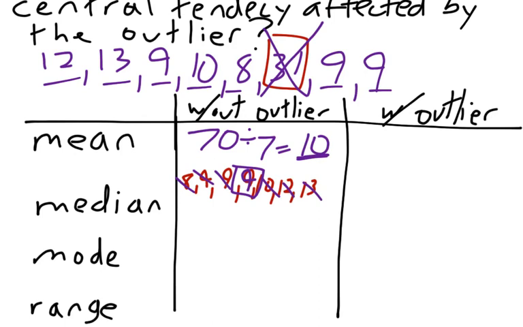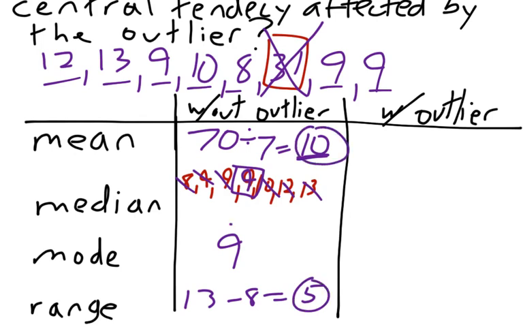My mode is going to be 9 because it occurs more than all the other numbers. And my range is 13 minus my lowest number, 8. So I just took my biggest number 13, subtracted my smallest number 8, and I get 5. So those are my 4 answers for without the outlier.